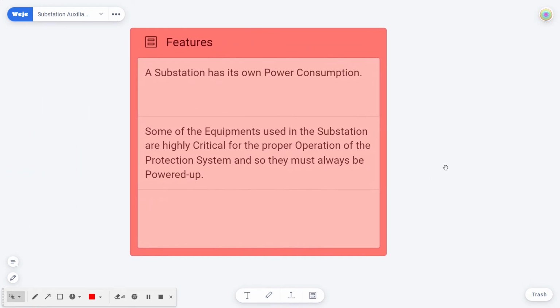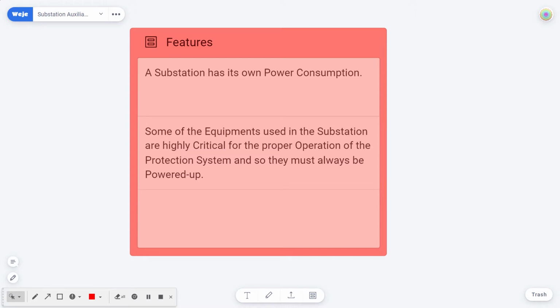We all know that a substation is a place where the power flow or the transmission of the power takes place. But a substation has its own power consumption, and some of the equipments used in the substation are so very highly critical for the proper operation of the protection system that they must always be powered up.